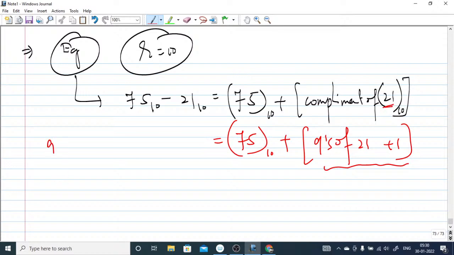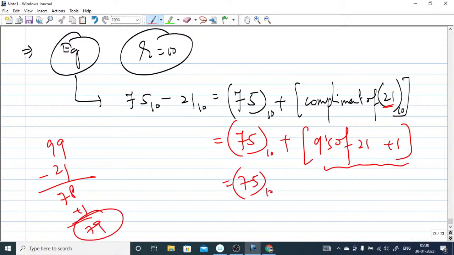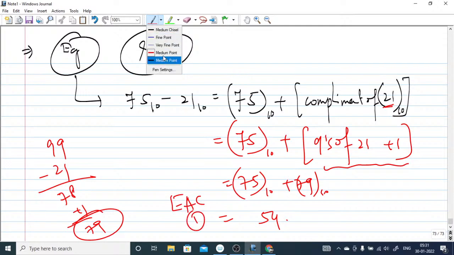The 9's complement can be found by subtracting 21 from 99. It will give you 78, plus 1, that's 79. This is the 10's complement. 75 plus 79: once you add, you will get 154. One EAC will occur. EAC 1 will be there, which you have to neglect when you are performing this. This is what the 10's complement method is.